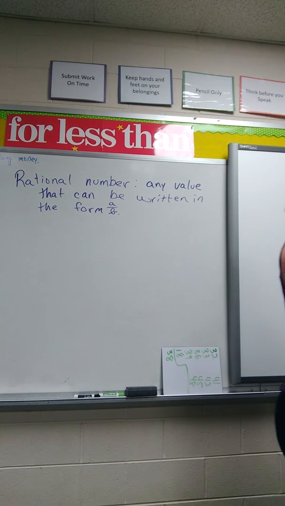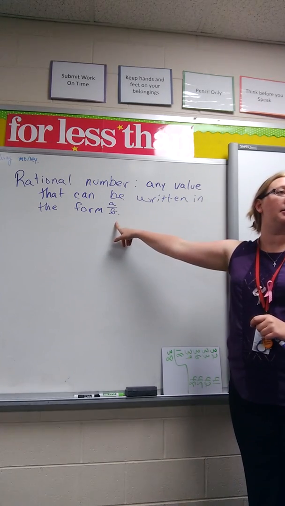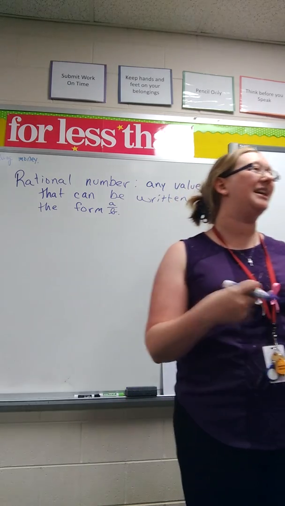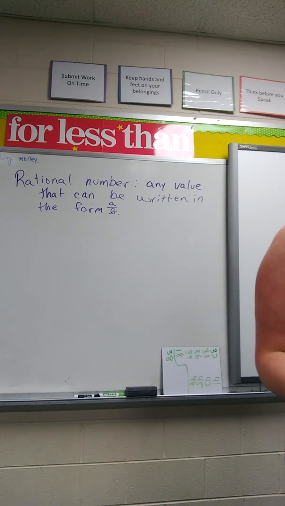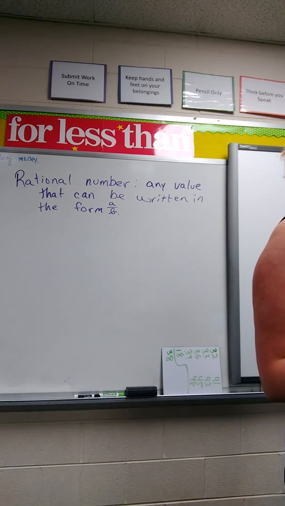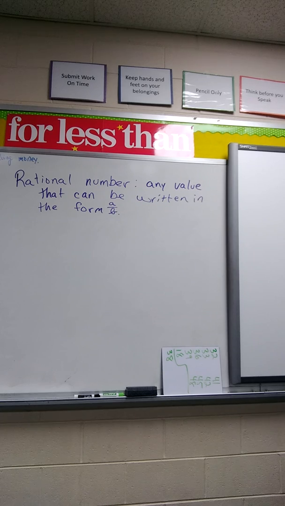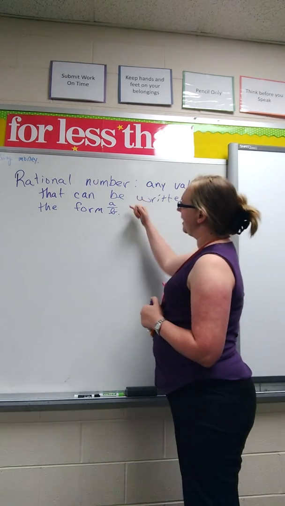So now we can work with fractions. Can we include decimals? Yes. Because we can convert a fraction to a decimal, right? So that decimal can be written in the form of a fraction. That means that it is rational. Those are our rational numbers, and that's what we're working with today. Anything that can be written in the form A over B.